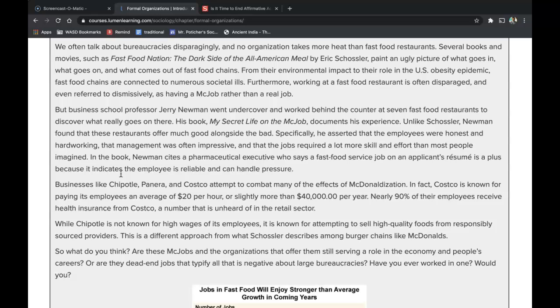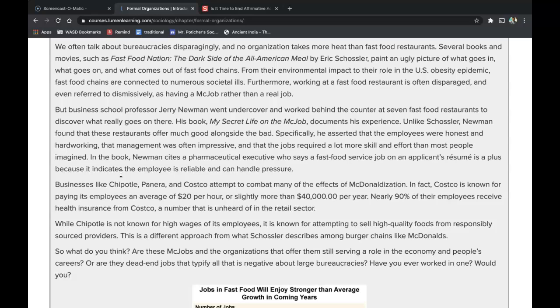Businesses like Chipotle, Panera, and Costco attempt to combat many of the effects of McDonaldization. In fact, Costco is known for paying its employees an average of $20 per hour, or slightly more than $40,000 per year. Nearly 90% of their employees receive health insurance from Costco, a number that is unheard of in the retail sector. While Chipotle is known for high wages for its employees, it's also known for attempting to sell high-quality foods from responsibly sourced providers. This is a different approach from what Schlosser describes among burger chains like McDonald's.